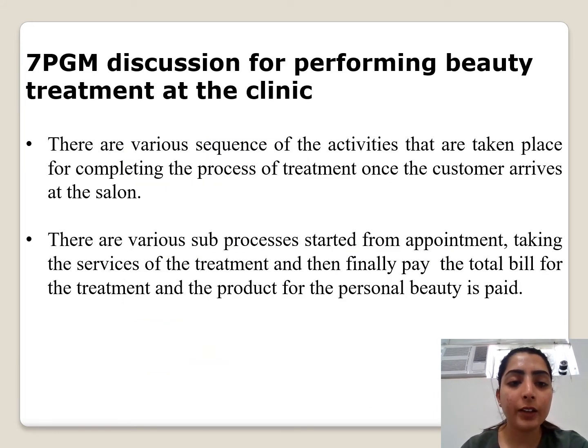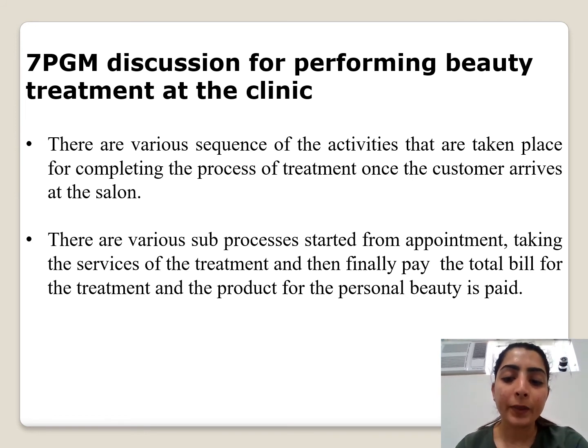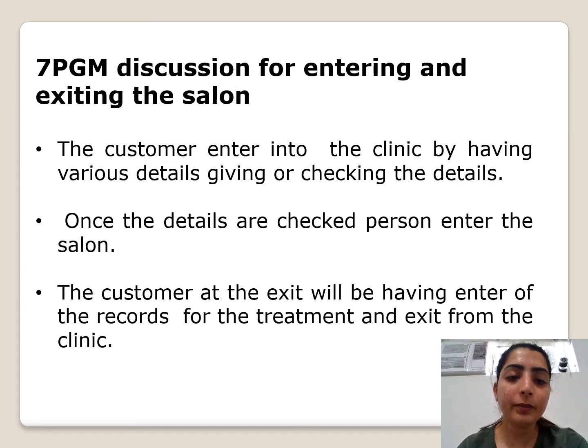Now for the PGM discussion for performing beauty treatment at the clinic. There are various activities that take place to complete the process of treatment once the customer arrives at the salon. The processes start from the appointment, taking the services of the treatment, and then finally paying the total bill for the treatment, and the product for personal beauty is paid.